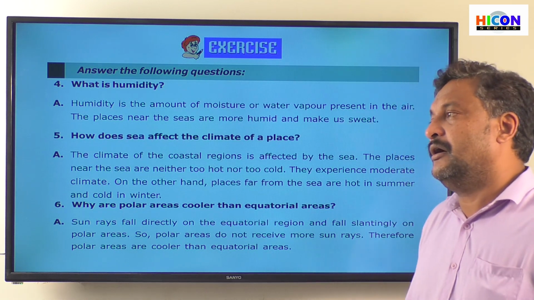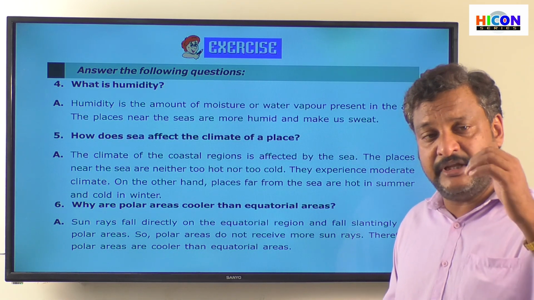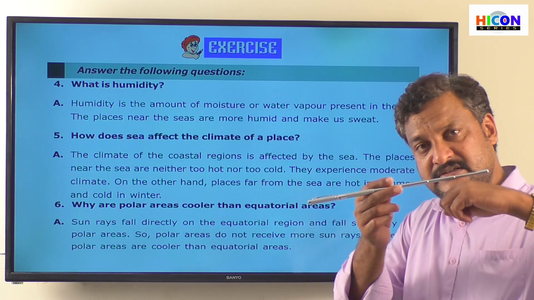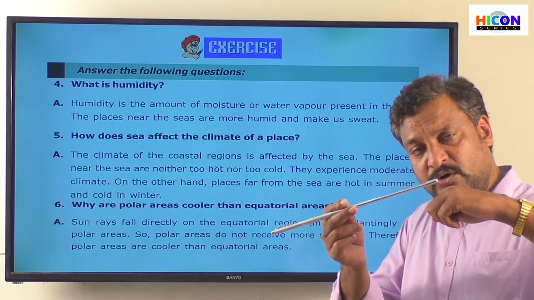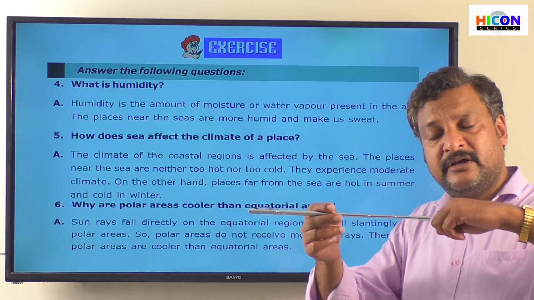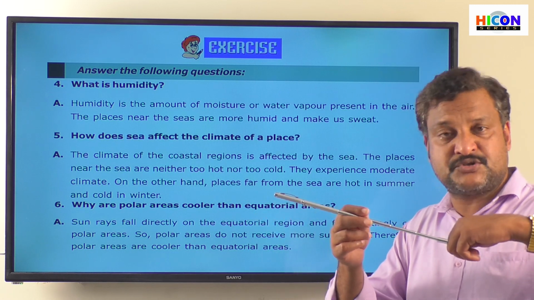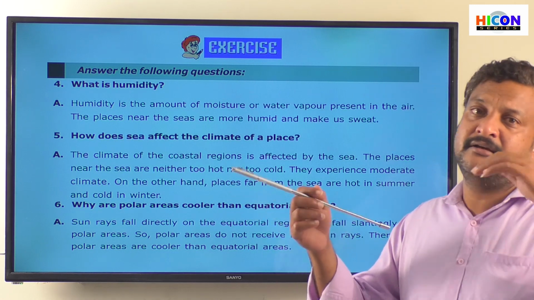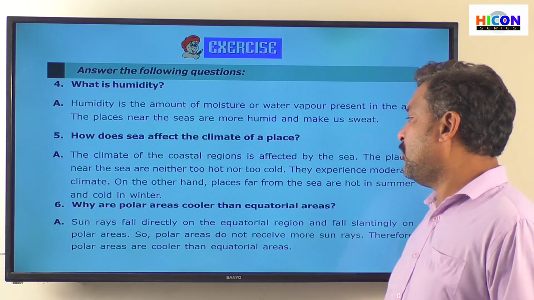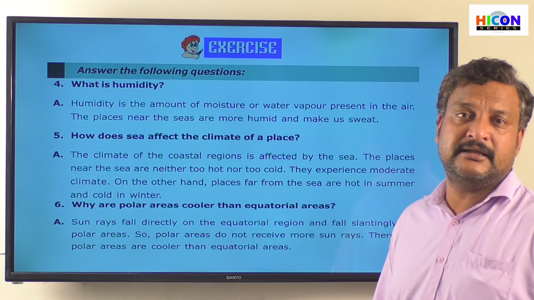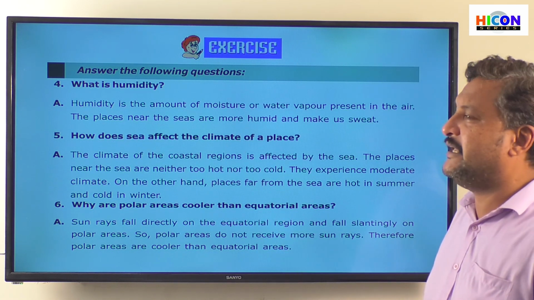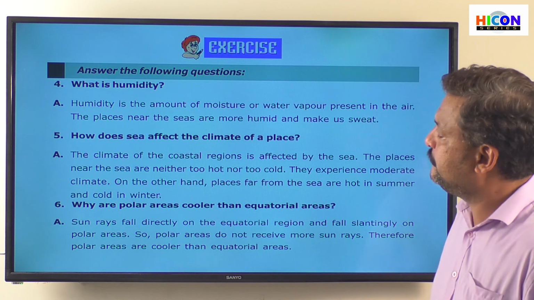On polar regions, the sun rays have to travel a longer distance. They go in a slanting direction, and the intensity is less. On equatorial regions, the rays fall straight, it's a short travel, and the intensity is very high. So that is why the polar regions are cooler than the equatorial region, right? Okay, I'll read these three questions once again. What is humidity?